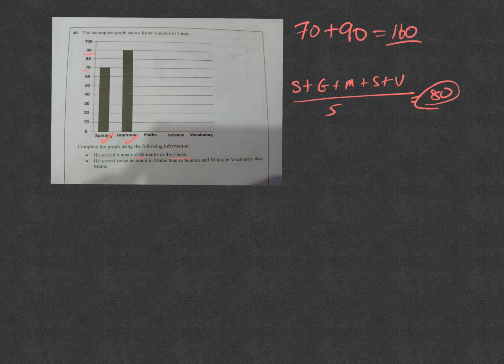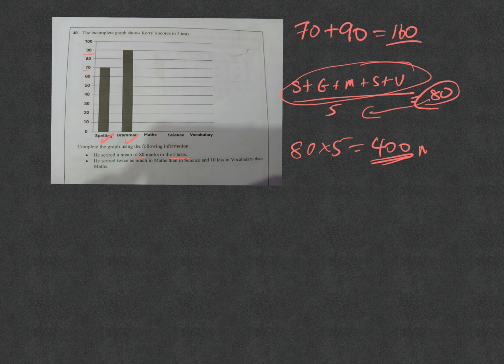So if we want to know the total of spelling, grammar, math, science, and vocabulary, we multiply 80 by 5. So 80 multiplied by 5, 8 5s are 40. Add the 0, we have 400 marks in total. So all of them combined must be 400.